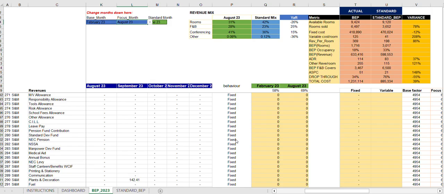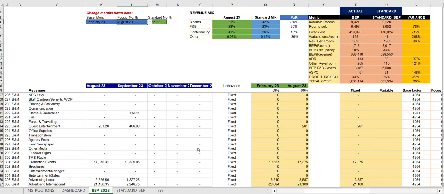Then we have variable costs. These are the costs that increase in line with volume of business. You'll find costs like, for example, the food cost. Obviously, the more the guests eat, the more cost you incur. Even printing and stationery: the more volume of business you have, the more printing material you use. Also the guest supplies and so forth. All of those follow the volume of business. So that's why we now need to split each and every line of cost into fixed and variable.